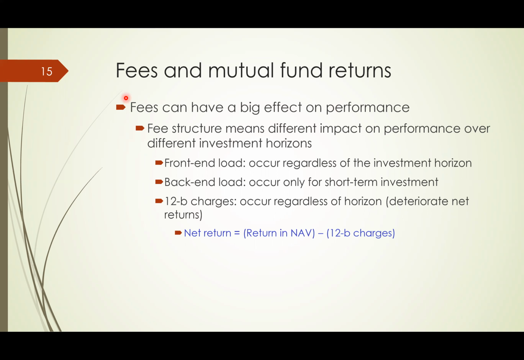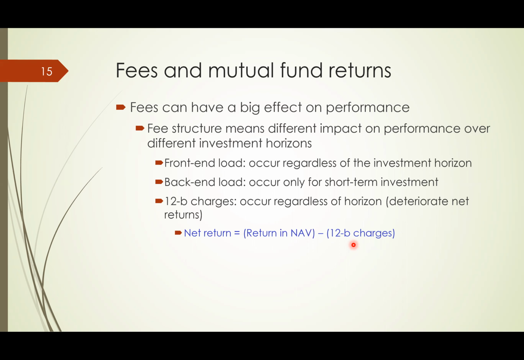To understand how mutual fund fees can have a big impact on long-term performance, we want to explain this through a calculation, an example, okay? Just to clarify, when we consider the net return to the investor, we have to consider front-end load, back-end load, and 12b-1 charges. 12b-1 charges occur every year, so they impact the net return of the mutual funds. So you take the return on NAV minus the 12b-1 charges, and that will be the net return if there is a 12b-1 charge. Okay.